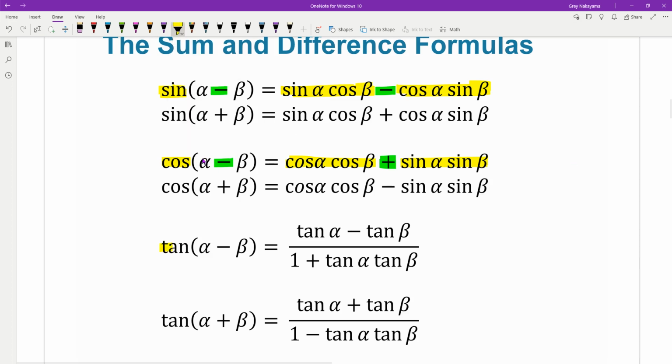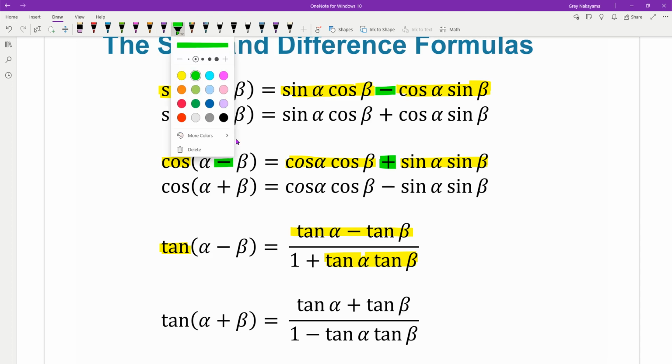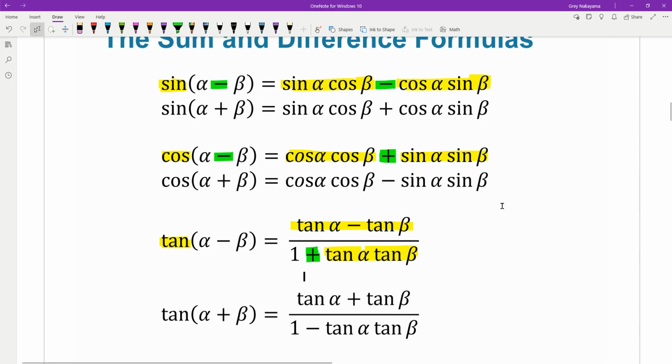Okay? Then you have the tangent. And the thing I like about the tangent is when you're taking the tangent of alpha minus beta, that's exactly what you see on the top. And then the sign changes on the bottom. So it's like you're distributing this tangent, which of course we know you can't, but that's what it looks like. It makes it easy to remember. Okay, so just some little nuances to try to help you remember these things.